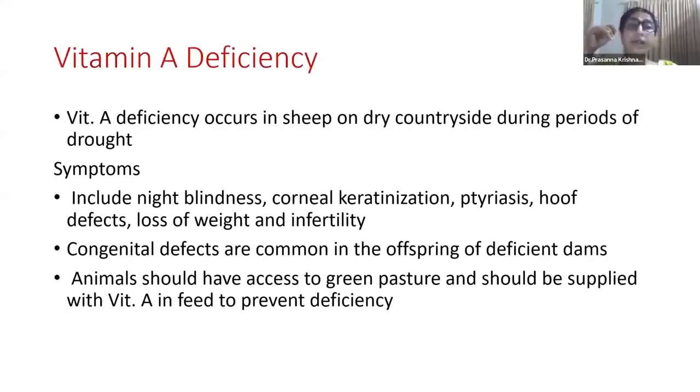So vitamin A deficiency sometimes occurs when the animal does not have any access to greens, especially in drought conditions. The symptoms will be night blindness, corneal keratinization, pityriasis, then loss of weight, infertility. We know all this, but sometimes congenital defects are common in the offspring of a deficient dam. So if the dam is deficient, then congenital deficiency may also be seen. The only way to avoid this condition is to give access to green pasture.